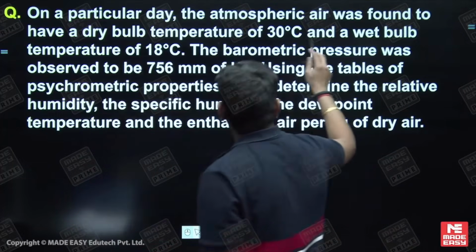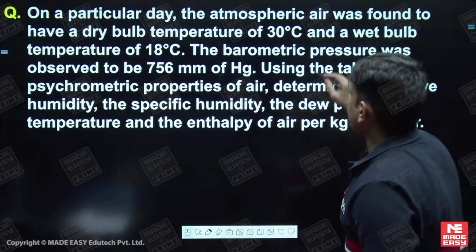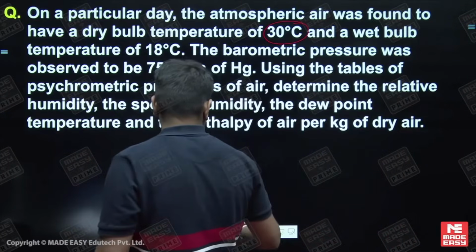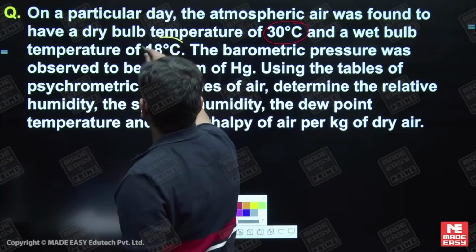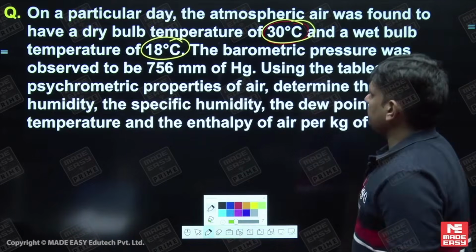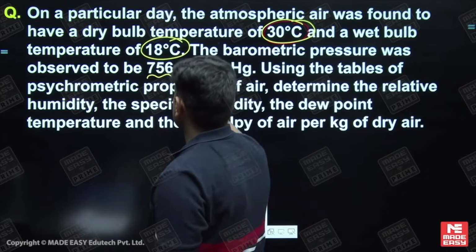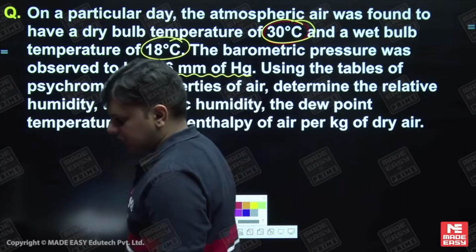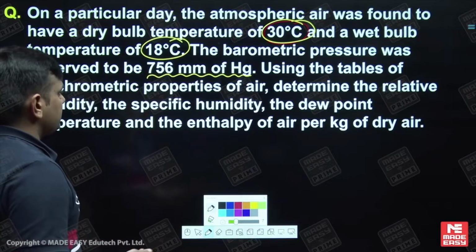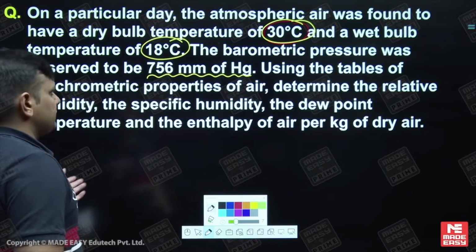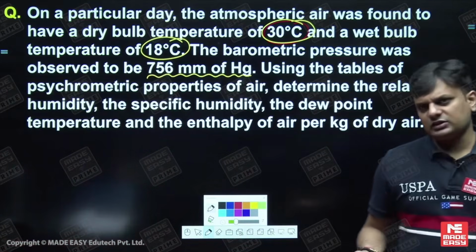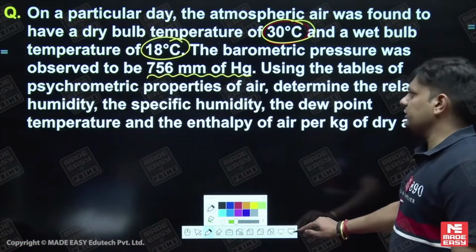On a particular day, the atmospheric air was found to be at a dry bulb temperature of 30 degrees Celsius and a wet bulb temperature of 18 degrees Celsius. Dry bulb temperature is this, wet bulb temperature is this. Now the barometric pressure was observed to be 756 mm of mercury head. Now using the psychrometric properties of the air, determine the relative humidity, specific humidity, dew point temperature, enthalpy, and there are so many factors. I will discuss all the things in detail, so don't worry about that.